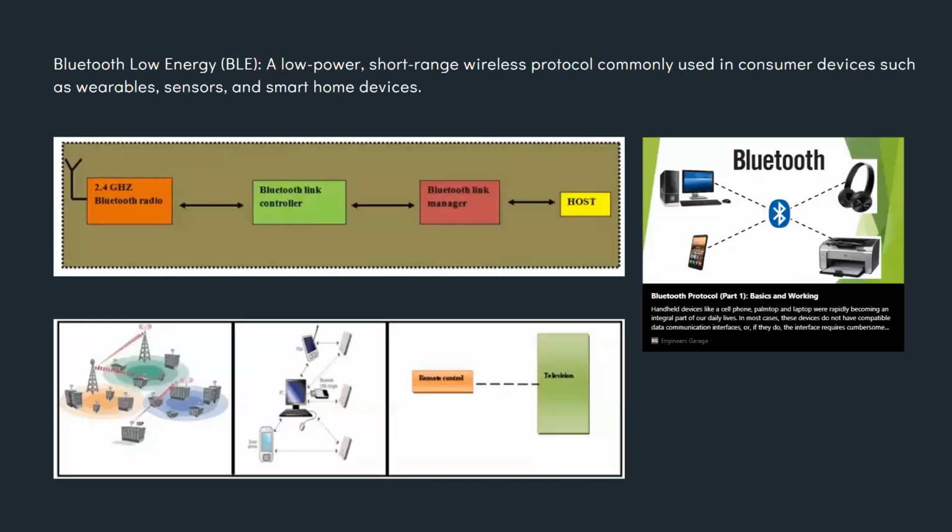So we can take the Bluetooth protocol and specifically the Bluetooth Low Energy protocol. This is a low-power, short-range wireless protocol that is used commonly in consumer devices such as wearable sensors and smartphone devices. So we have Bluetooth and Bluetooth Low Energy. They are two things. Bluetooth Low Energy is a version of Bluetooth which uses lower power than Bluetooth, and it is used in multiple wearable devices and short-range communications.